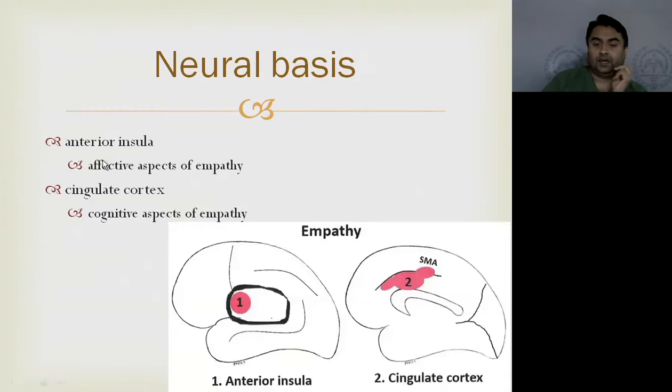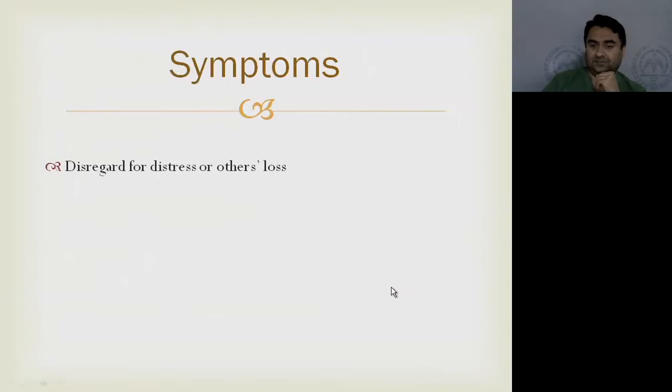Anterior insula and the cingulate cortex. The anterior insula is involved in affective aspects of empathy, whereas the cingulate cortex is involved in the cognitive aspects. Symptoms of defects or deficits: a person shows total disregard or distress for somebody else's loss.